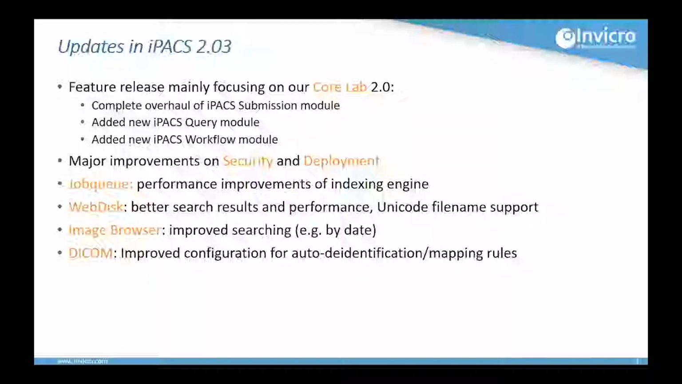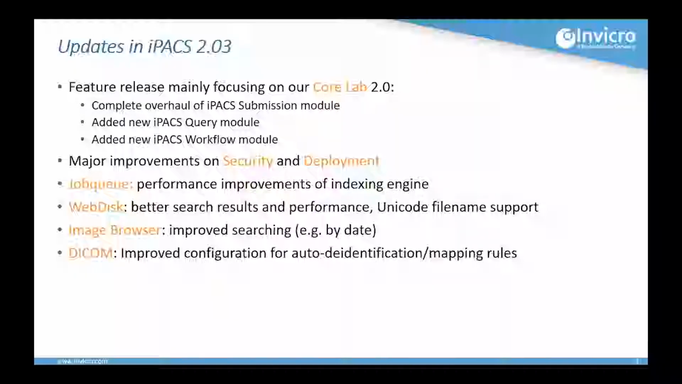As for the user-facing changes, we are continuously improving our job queue, which is the background indexing engine that looks at all the files on the system, extracts the information and puts it into the object relational database, so that all the information becomes available for reporting, queries, searches, and so on. And since we are dealing with larger and larger data sets, like in Boston, where we have a 60 terabyte preclinical iPACS, we are continuously trying to catch up with that and improving the scalability of the job queue.